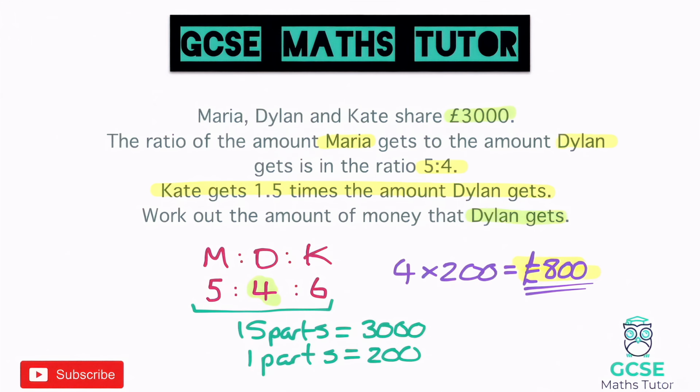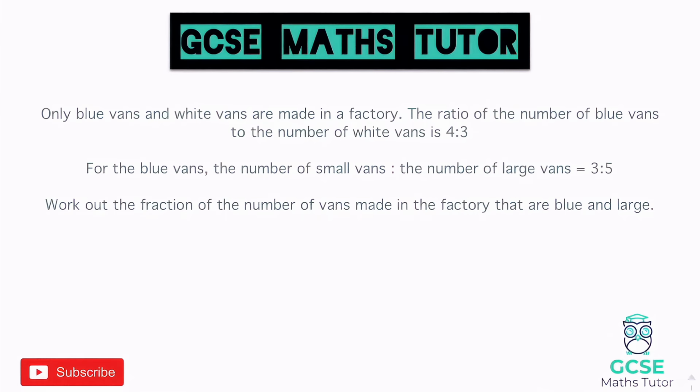We've got to think about creating the ratio slightly ourselves. So this question on the screen here, it says only blue vans and white vans are made in a factory. It says the ratio of the number of blue vans to the number of white vans is 4 to 3. And it says for the blue vans, the number of small vans to the number of large vans is 3 to 5. Work out the fraction of the number of vans made in the factory that are blue and large. Okay, so we're looking at these ones that are blue and large.